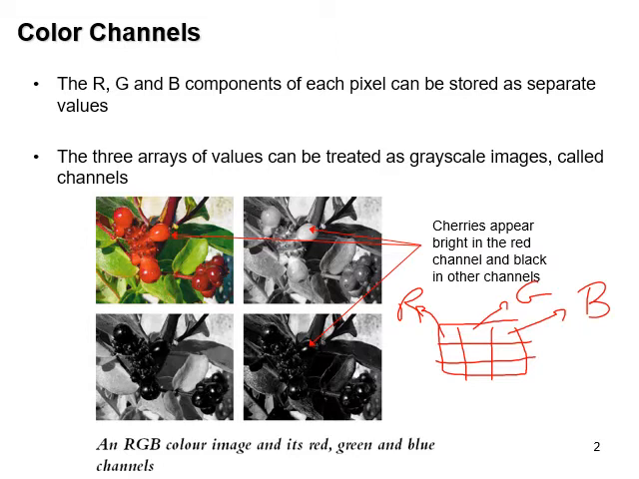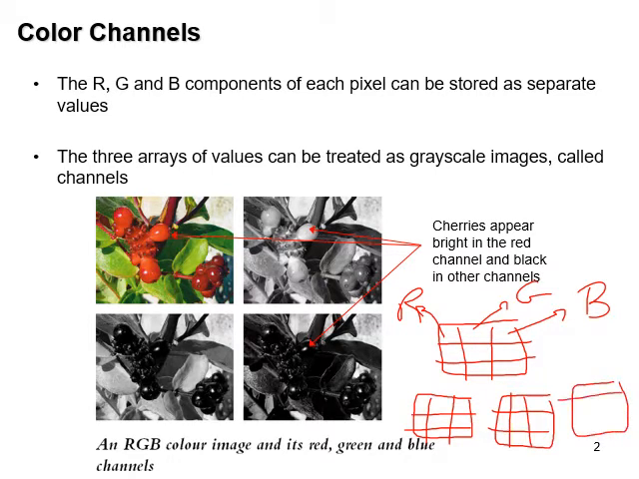You would have 3 matrices, all of them 3 by 3. The first one represents the red component of all pixels. The second one represents the green component of all pixels. And the third represents the blue component of all pixels.